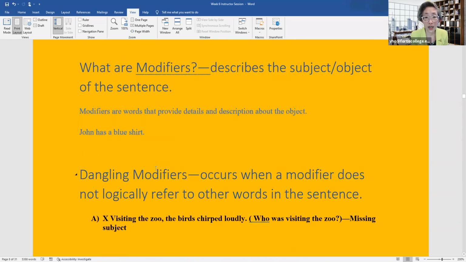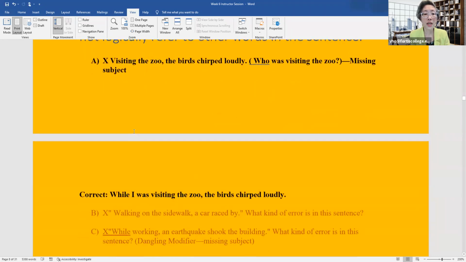What are modifiers? Modifiers are words that provide details and description about the object. I'll say it again, because on the quiz they're going to ask you true or false: modifiers are words that provide details and description about the object. That's true. An adjective is a modifier; in "blue shirt," blue modifies shirt and provides details and description about the object. There are two kinds of modifiers.